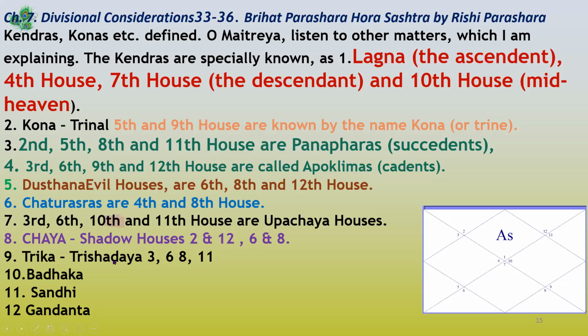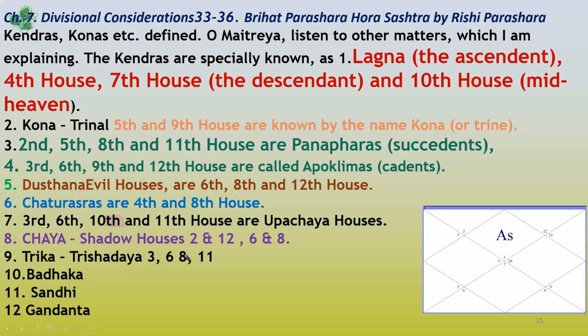Then we have the Trishadaya houses, which are the 3rd, 6th, 8th, and 11th. These are the trika houses. That means they are very negative. Lords of these will give you a lot of problems. The lord of the 3rd house is combative and will tempt you. The 6th house is full of conflict; any 6th lord will be full of conflict. The 8th is the house of longevity, but it's also the house of disease, as is the 6th house.